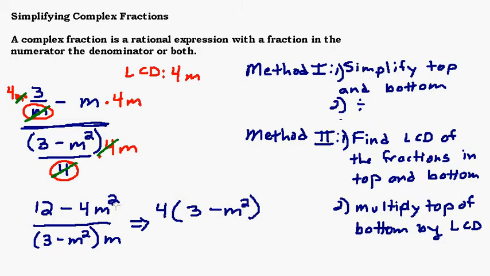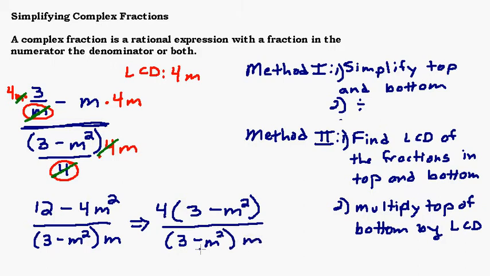Remember, you can check this by distributing the 4 back in. You should end up with what you started with. It's sort of like backwards distributing when you're taking out the greatest common factor. So in the numerator, we have 4 as a factor and 3 minus m squared.